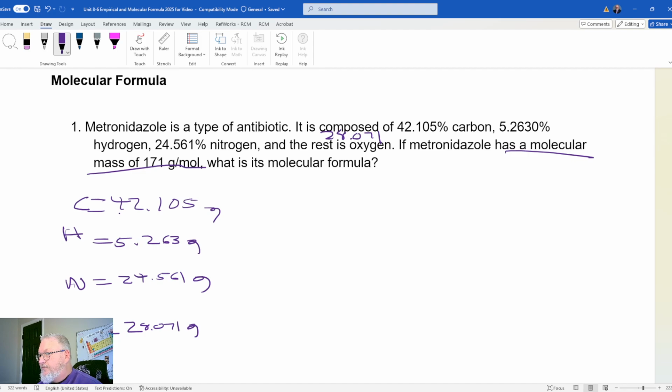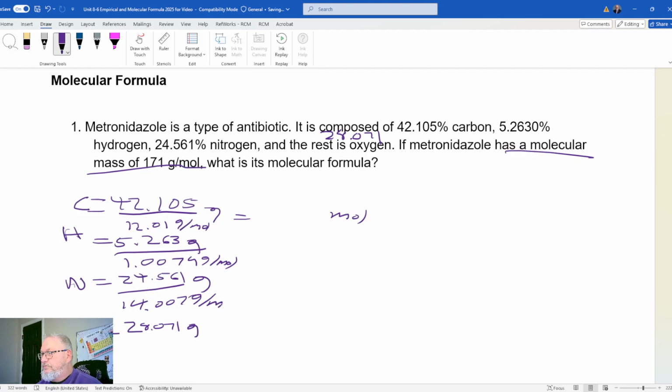Now we're going to use our handy dandy periodic table, and we know that carbon has a molar mass of 12.01 grams per mole, and that's going to give us moles. Hydrogen has a molar mass of 1.0079 grams per mole. Nitrogen is 14.007 grams per mole. And oxygen, of course, is 15.999 grams per mole. Got to do a little mathy stuff.